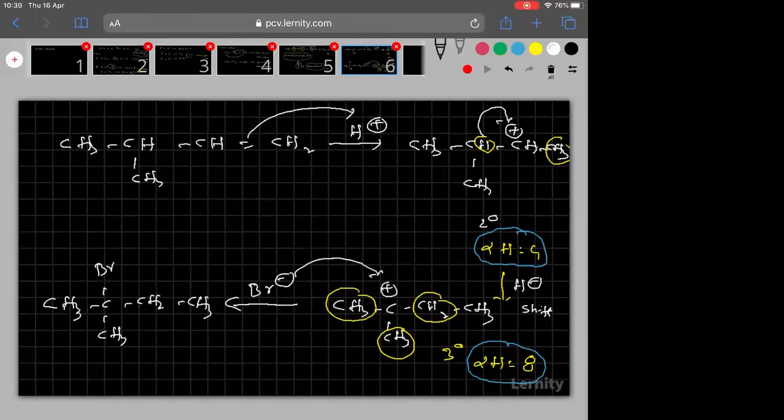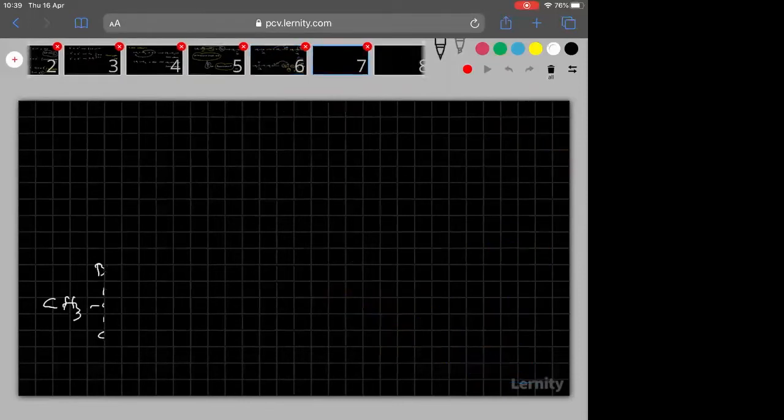One student is asking the IUPAC name of this thing. Okay, IUPAC name of the final product is 2-bromo, 2-methyl butane. I hope it is clear. Here, this is the preparation of haloalkanes from alkenes. Clear, everyone? Now, let us go to the next preparation method of haloalkanes.